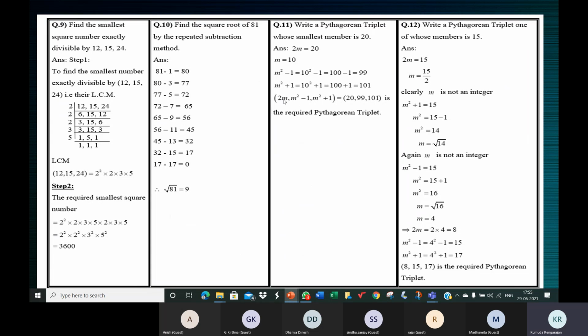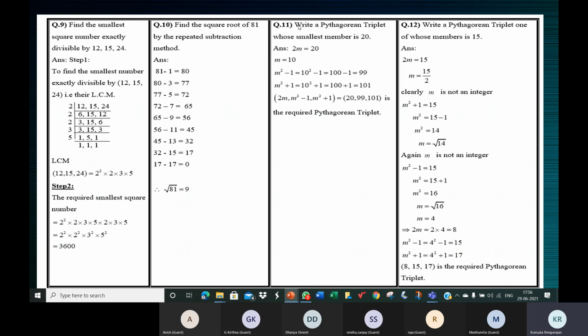So children, 2m, m square minus 1, m square plus 1, where 2m is regarded as the smallest member. These are called the members of a Pythagorean triplet. See this word member. Triplet is 3, doublet 2. So 2m is considered to be the smallest member of a Pythagorean triplet. In 2m, m square minus 1, m square plus 1, m square plus 1 only is the hypotenuse. You cannot write any other one as the hypotenuse.